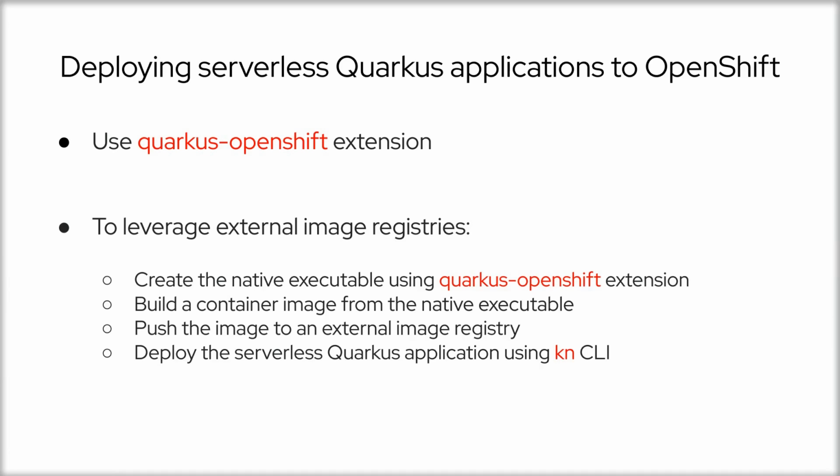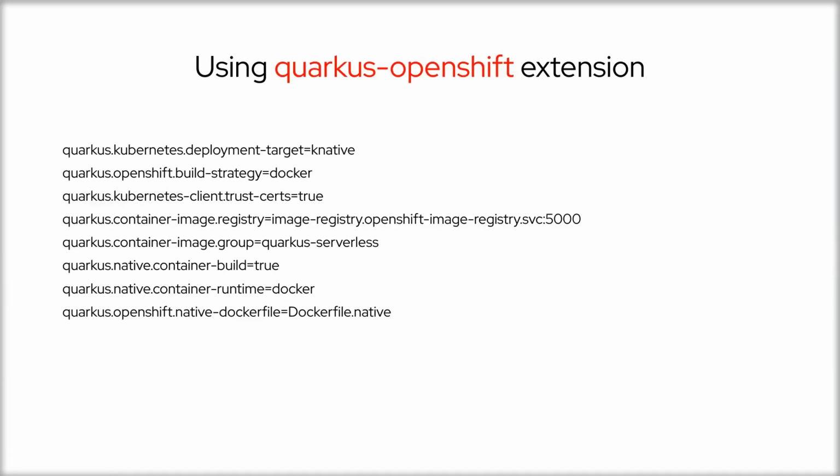All right, now let's see the Quarkus OpenShift extension in action. Now, before we do that, let's take a quick look at the set of properties that are to be set in the Quarkus application to enable the Quarkus OpenShift extension to create the Knative service. So the first property is the Quarkus Kubernetes deployment target, which has to be set to Knative, and setting this property enables the creation of deployment descriptors for the Knative service.